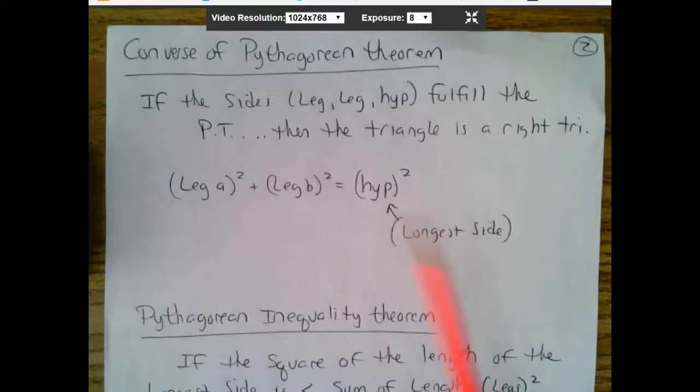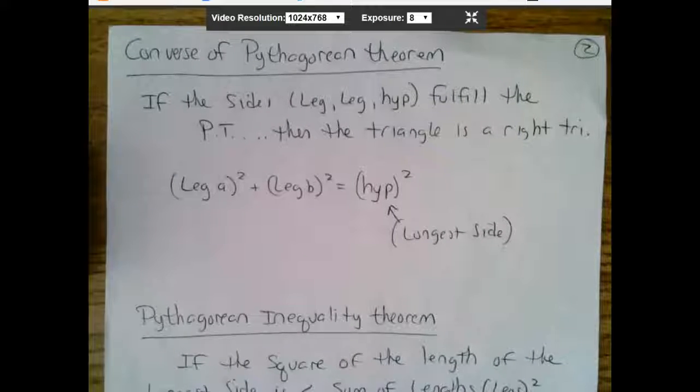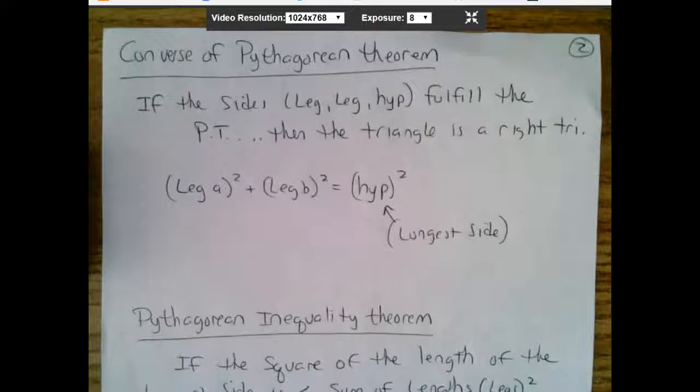Okay, so if we don't quite know if a triangle is a right triangle, we can find the longest side and assume that's the hypotenuse. The other two sides, we square them and add them together, and we square that longest side, they should be equal to each other. That's another way of looking at the Pythagorean theorem, and it can help us figure out if the triangle is a right triangle or not. Okay, so that's the converse of the Pythagorean theorem.